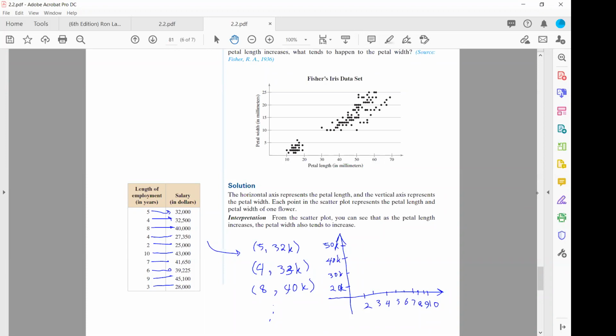Very well, the first one is 5 and 32, this point. The second one is 4 and 33, almost 33, here. The other one is 8 years and 40K; 8 years is going to be here, and 40. And you can continue forming your scatter plot. 4 and almost $30,000, it's going to be here. 2 and 25, roughly here. 10 and 43, roughly here.